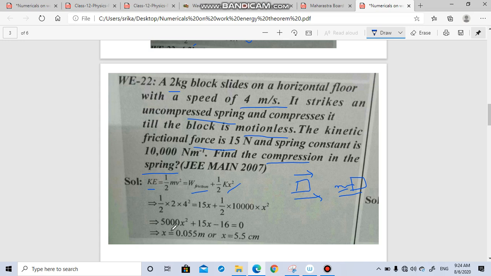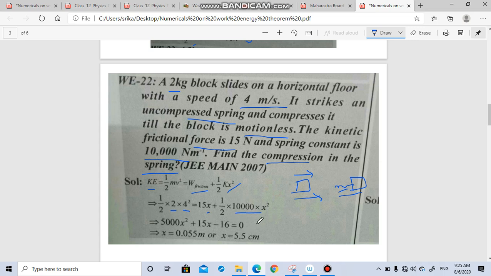Okay. So here mass value is 2, velocity is given as 4, and the displacement, let us say it is x. So what is the work done? You see here the kinetic frictional force is 15 Newton. So force is 15 Newton multiplied by displacement, and this is half kx square. The k value is given as 10,000 Newton per meter.